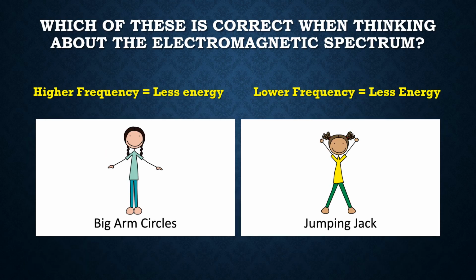Which of these is correct when thinking about the electromagnetic spectrum? Higher frequency equals less energy, or lower frequency equals less energy? If you think it's higher frequency to less energy, big arm circles. If you think it's lower frequency to less energy, jumping jacks. Ready? Go. And stop. The lower the frequency, the less energy.